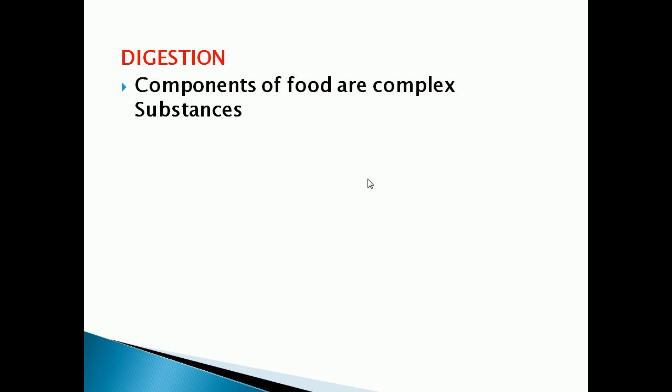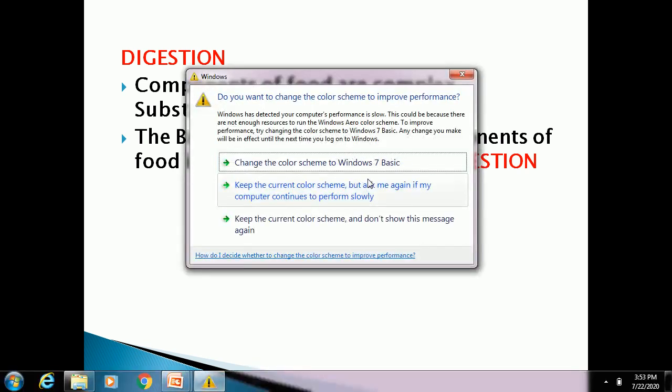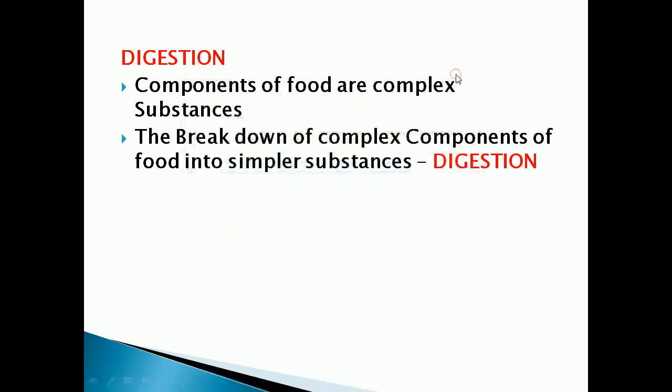What is meant by digestion? The breakdown of complex components of food into simpler substances is called digestion. The food which we take in, that means carbohydrate, protein, fats and all complex molecules, will be broken down into simpler substances by the process called what? Digestion.